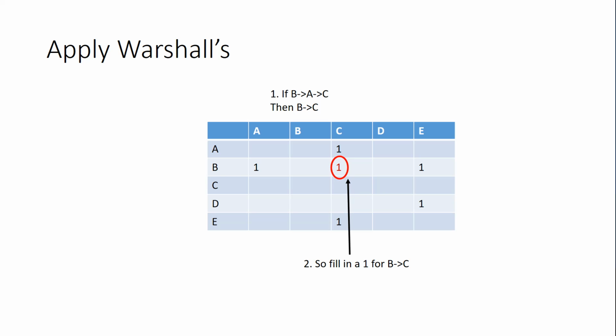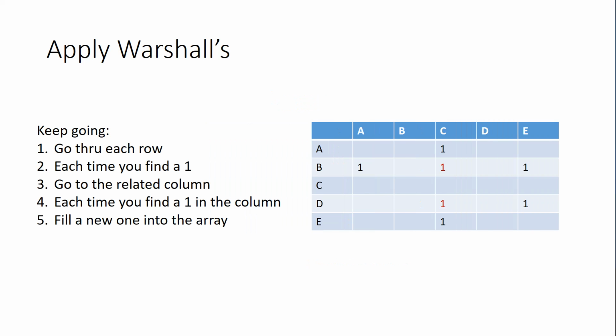And so I start filling in my adjacency matrix. So I keep going. I go through each row, and each time I find a 1, I go to a related column. And each time you find a 1 in that column, we fill a new 1 into the array. So for our example, we've already done B, but we find later on that we can fill in that D goes to C indirectly, and we fill that in. And at this point, we now have something where we can directly look up all the places we can get to from a given starting point.